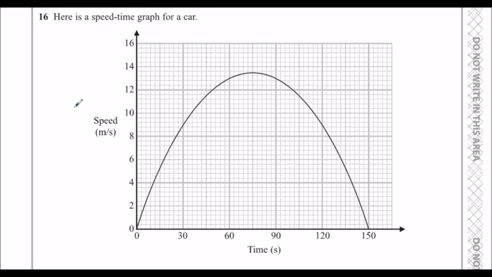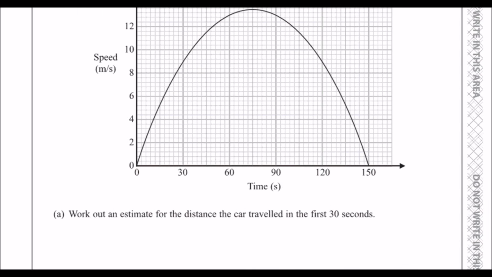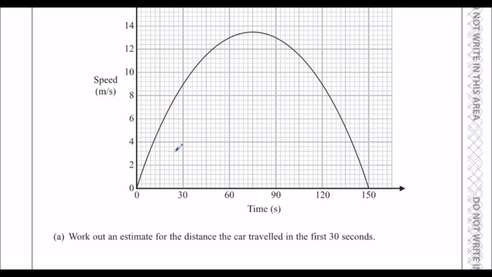Question 16. Here's a speed time graph for a car. Work out an estimate for the distance the car travelled in the first 30 seconds. So when we have a speed time graph, the distance is the area under the graph. So we want to work out an estimate for this area under here.